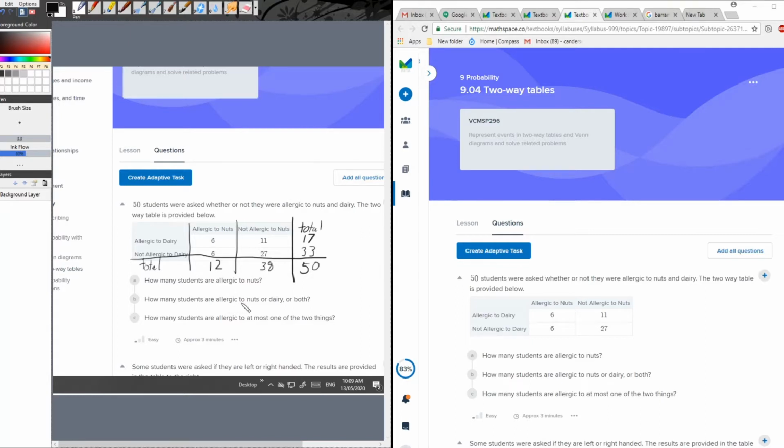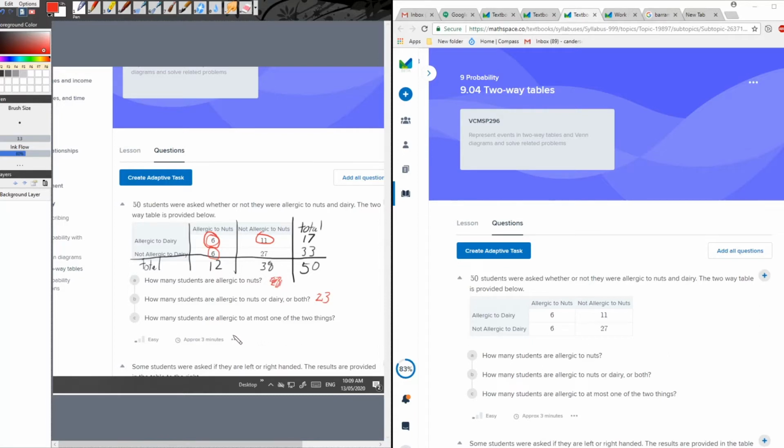How many students are allergic to nuts, or dairy, or both? So there's a few things here. We have these students here are allergic to nuts. These students here are allergic to nuts. Now, which students are allergic to dairy? Well, these students are allergic to dairy, and these students are allergic to dairy, or both. So we do want this one, because this has 2 circles. So we would have 6 plus 6 plus 11, which is 23.